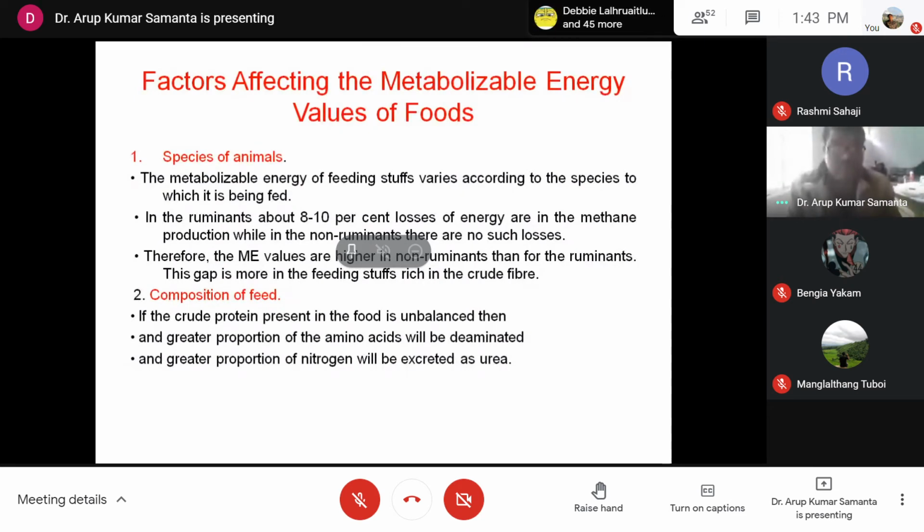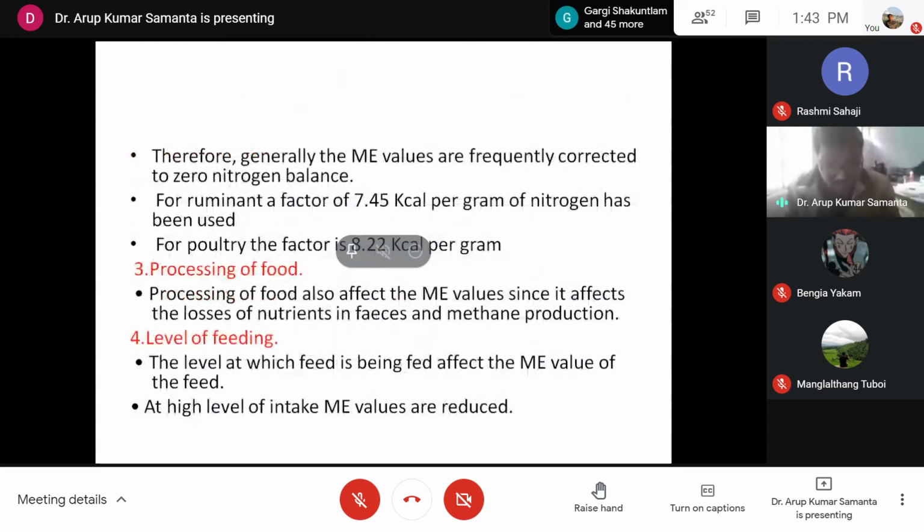Then if you are processing the food, in that case what will happen? The ME value is going to be changed. The losses of nutrients to the feces and the losses of energy through methane production are going to be reduced. In that case, the ME value is going to be increased. That is the third factor.